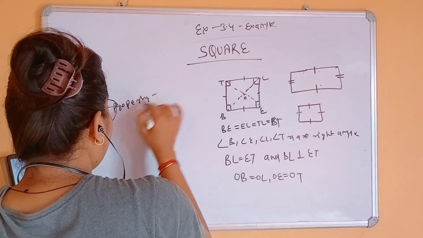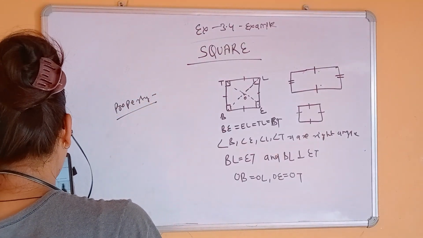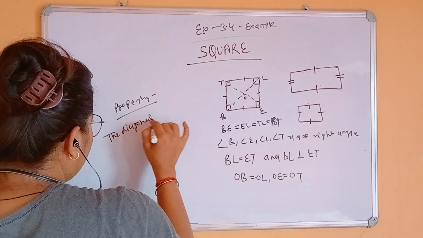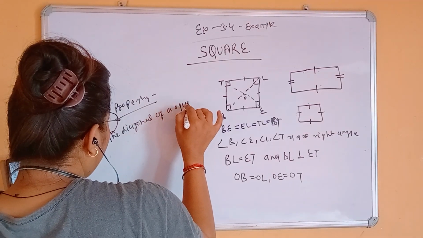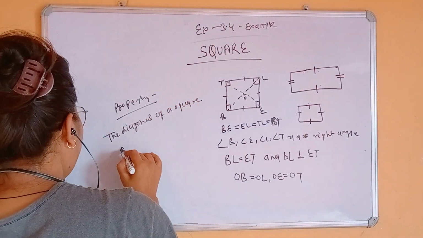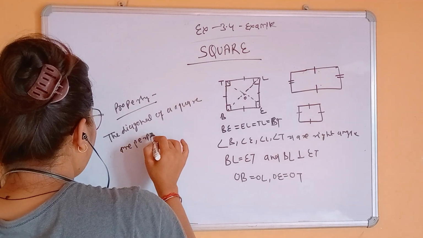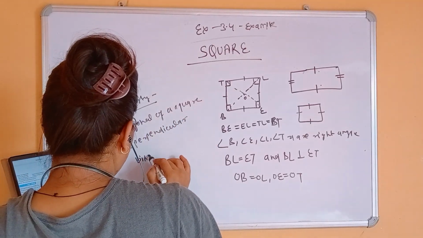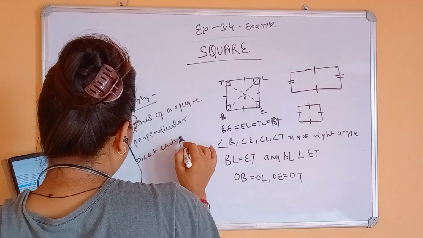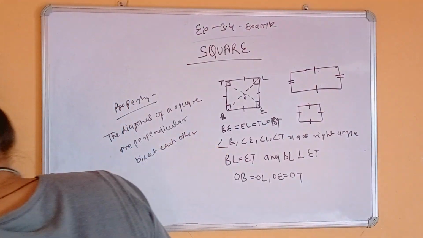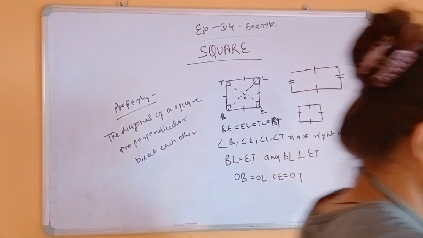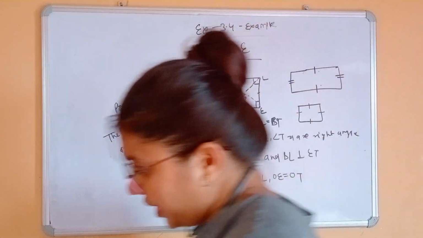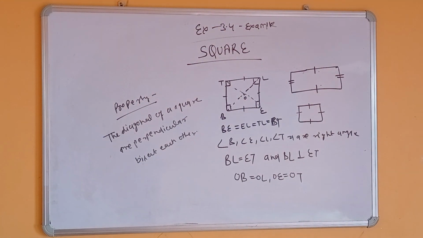The property about diagonals says the diagonals of a square are perpendicular and bisect each other. We discussed this earlier also. So first try it, then understand what the property is.